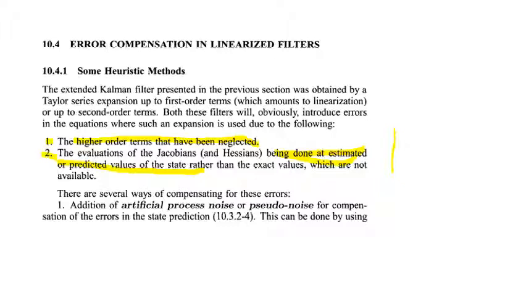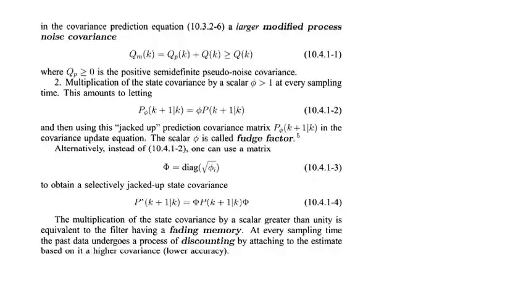So what are the ways to compensate for these errors? The first method, as already explained, is the addition of artificial process noise or pseudo noise. You can simply add some artificial process noise in your state dynamic equation. The magnitude of it can be increased. So you can use a larger, modified process noise, using this instead of this, adding this term, where QPK is a positive semi-definite pseudo-noise covariance.